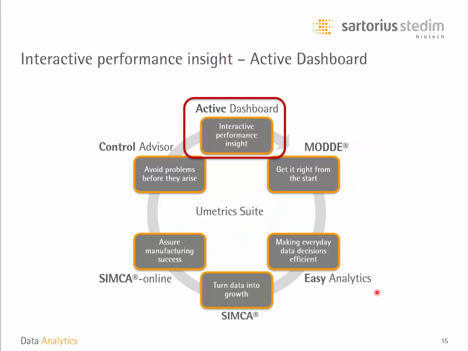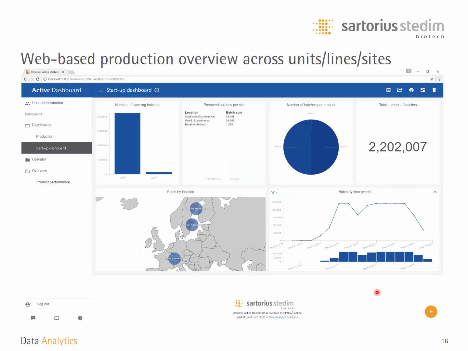The final component making up the Umetrics Suite is the active dashboard for interactive performance insight. And this is a web-based production overview facility that enables you to compare and concatenate data from different units, process lines, or even different geographical locations in one single comprehensive view.